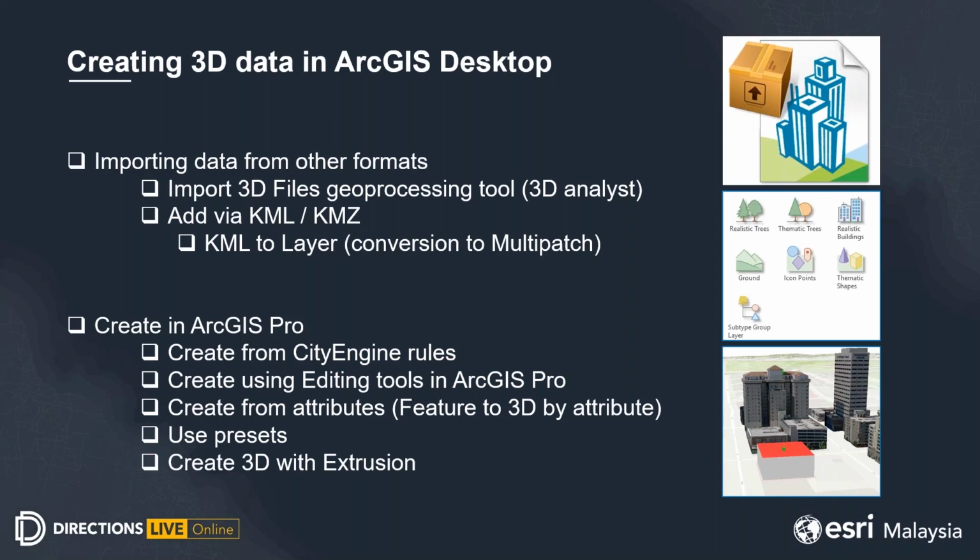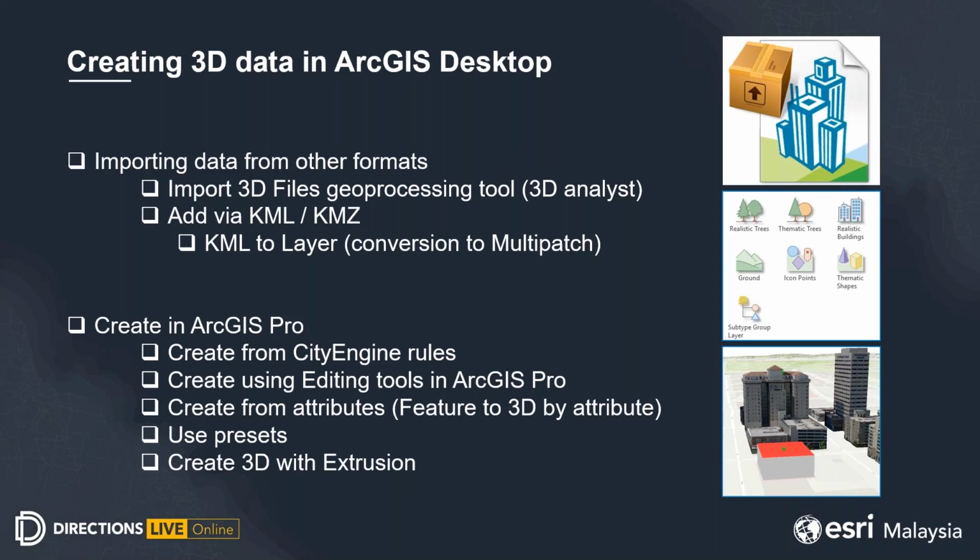It can be converted into a multipatch dataset. Multipatch is the native format for storing and managing 3D data in a file geodatabase, or it can be used for 3D symbology, for instance. And in ArcMap, you could also import KML or KMZ, which store 3D geometries quite often in the form of embedded COLLADA files.